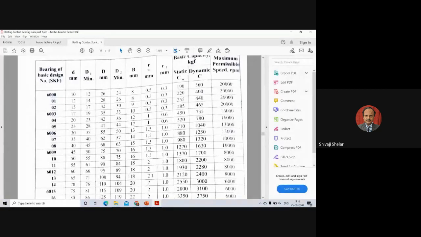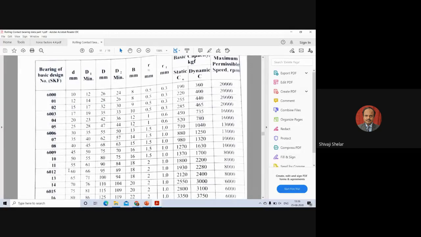So here, the maximum permissible speed for the 6012 rating is 8000 RPM, and my current application has 1440 RPM. So I can select this bearing and start checking whether this bearing is safe to use or not. Okay, I think you may have understood how we have selected 6012.